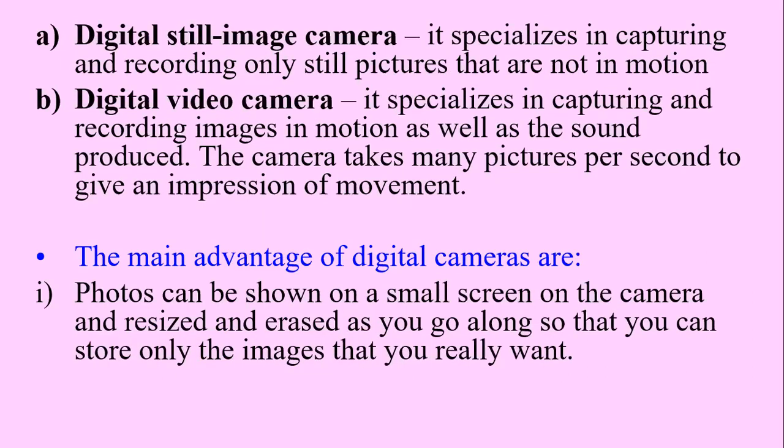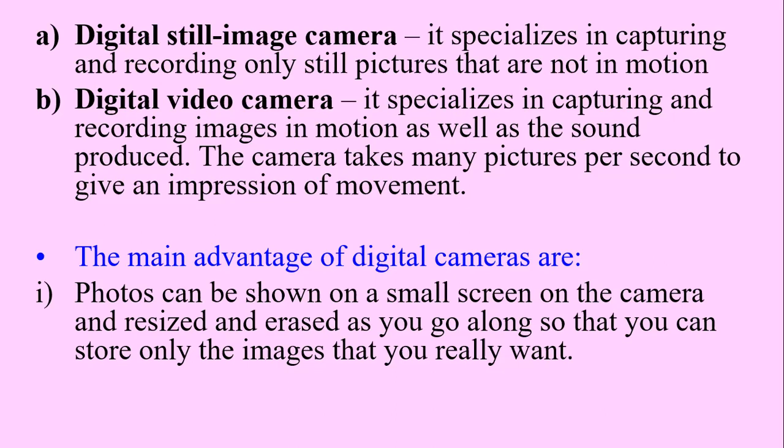What are digital still image cameras? These are cameras that specialize in capturing and recording only still pictures that are not in motion. Digital video cameras are the cameras that are specialized in capturing and recording images in motion as well as the sound produced. The camera takes many pictures per second to give an impression of movement.